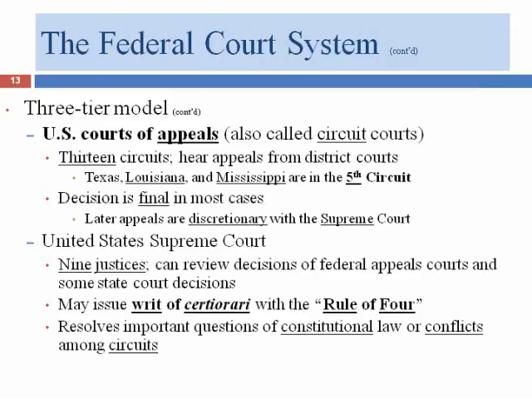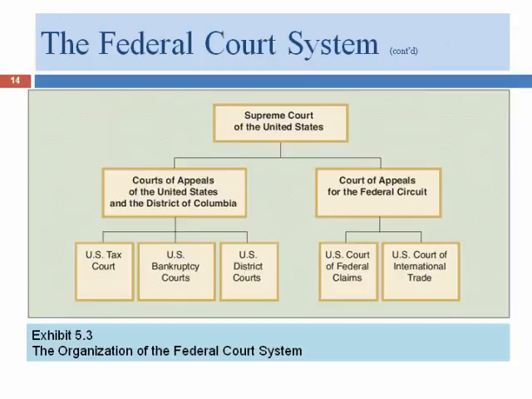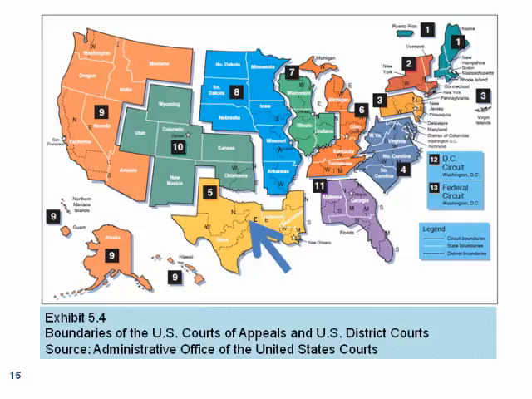I forgot to say one thing when we were up here. I said that there were 13 circuits, and I said 11 were numbered, 1 through 11, but there's 2 more. And one, and you'll see it here, is the D.C. Circuit. The District of Columbia is the 12th. Then you have the Federal Circuit. That's the 13th. So that covers all the circuits.